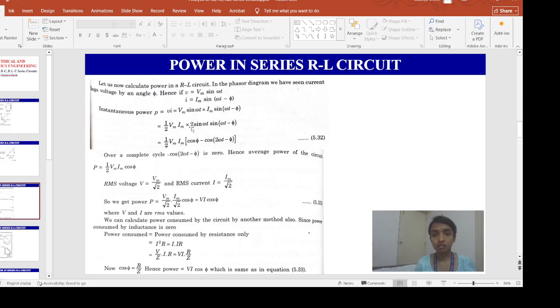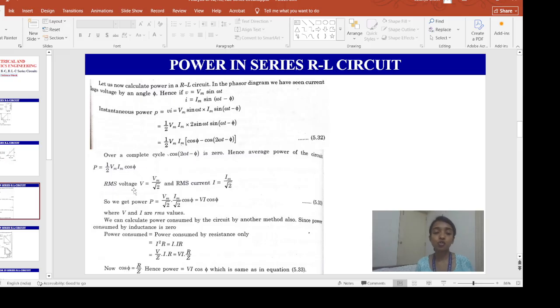Now, we will divide it by 2 and multiply it by 2, so that we can put it in the form of 2 sin A sin B. We know 2 sin A sin B means cos(A minus B) minus cos(A plus B). So, we will get this form. Now notice here, this cos(2 omega t minus phi) is nothing but a periodic function, and we know the average value of a periodic function over a complete cycle is 0. So this term will get cancelled out, and the average power of the circuit will remain only as half Vm Im multiplied by cos phi.